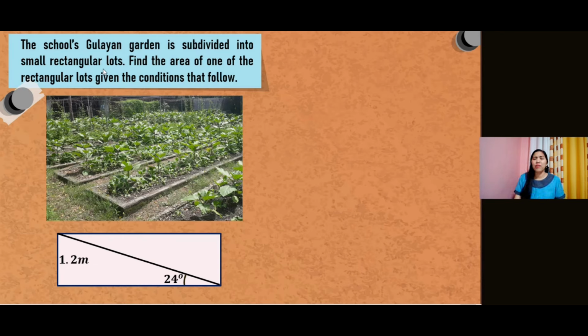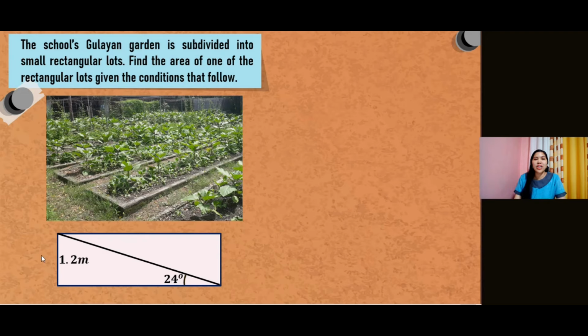Now what's the formula for the area of a rectangle? That is your length times the width. Try to check your given illustration. Do you have your width? How about your length? As you can see here, we have only our width, but we don't have our length. Instead of length, we're given this angle, which is 24 degrees.